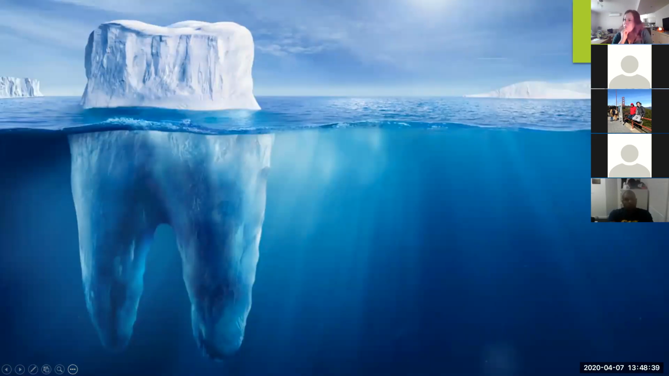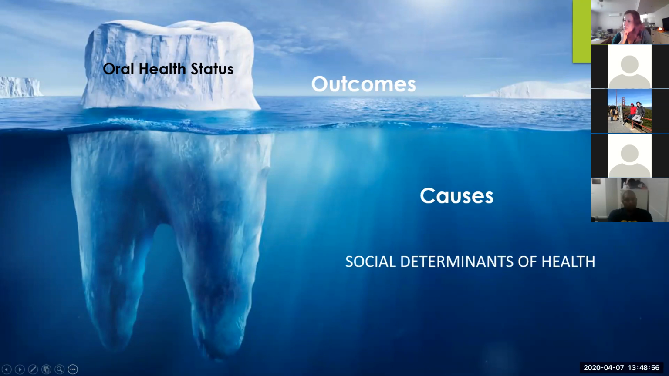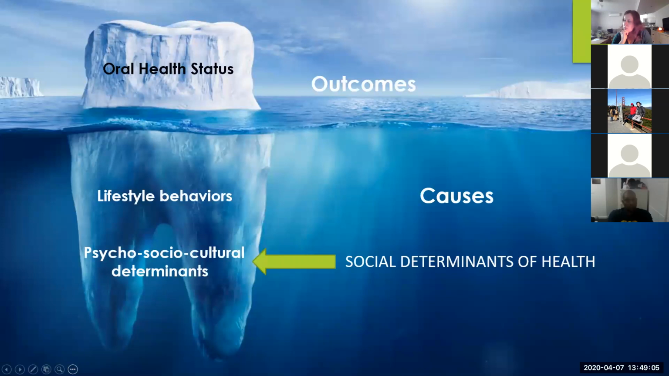So this picture is interesting. It shows us a tooth that's plunged deep into the ocean. The top of the tooth surface that we can see depicts the oral health status, or the outcome. To get to the status, we have causes, and these causes deep down come from social determinants of health. These include psychosocial and cultural determinants, and these determine lifestyle behaviours, and together with contributing factors, they result in the oral health status.